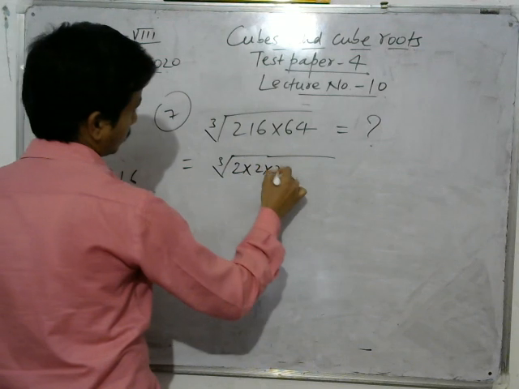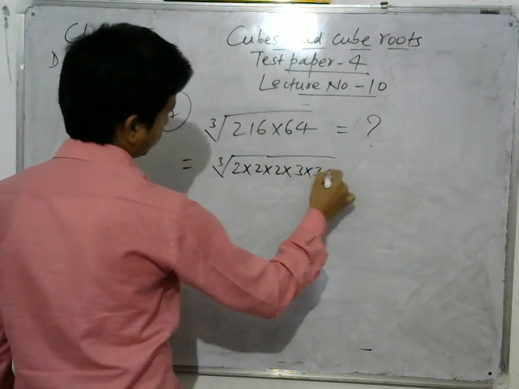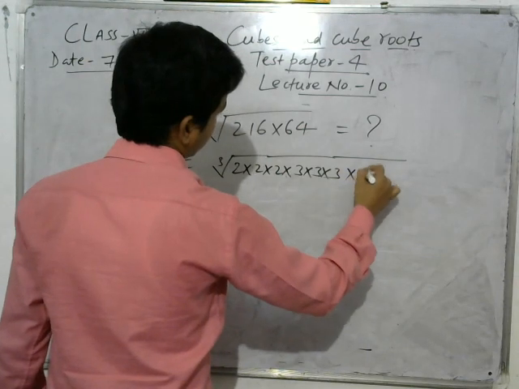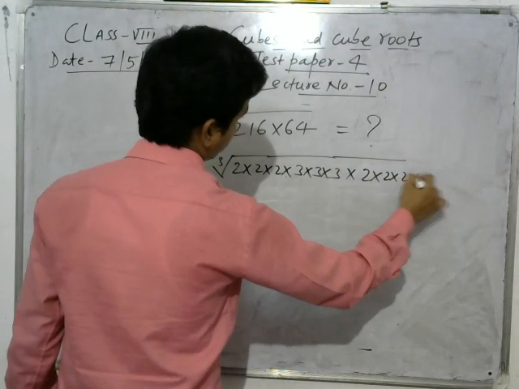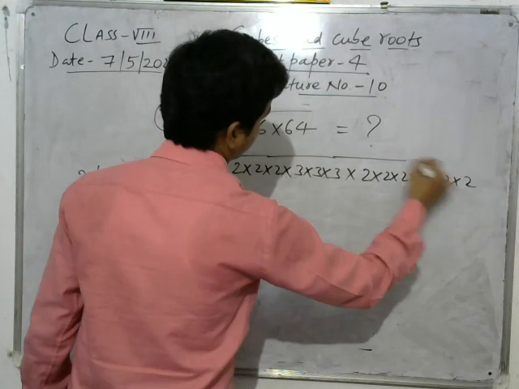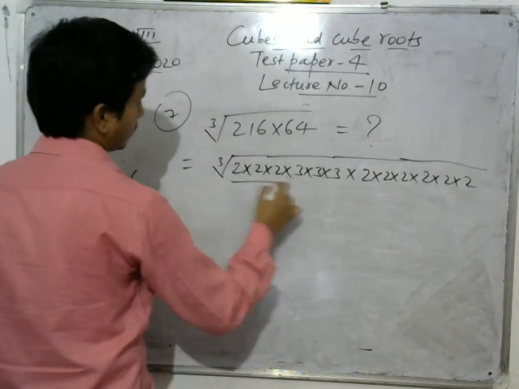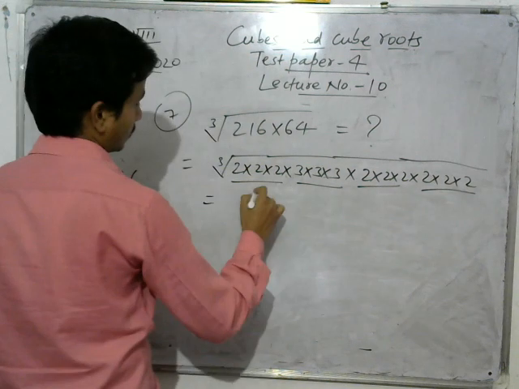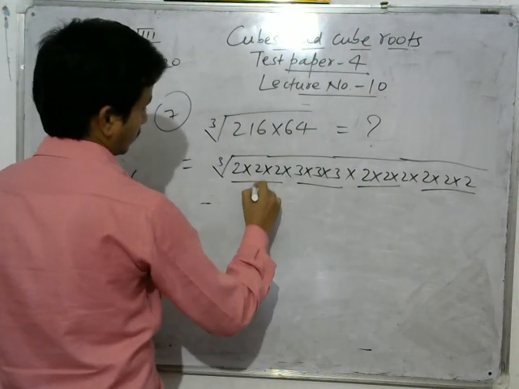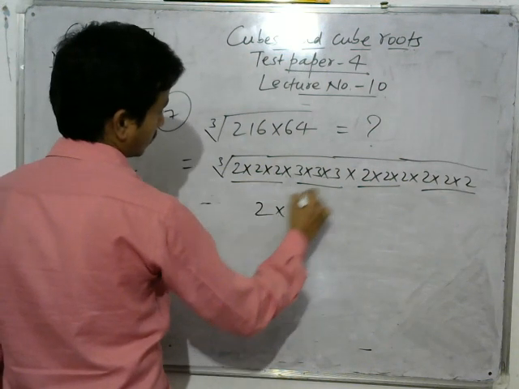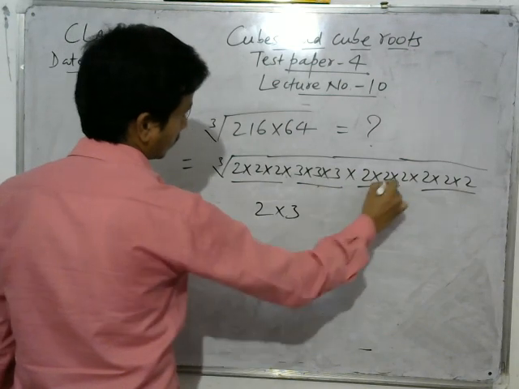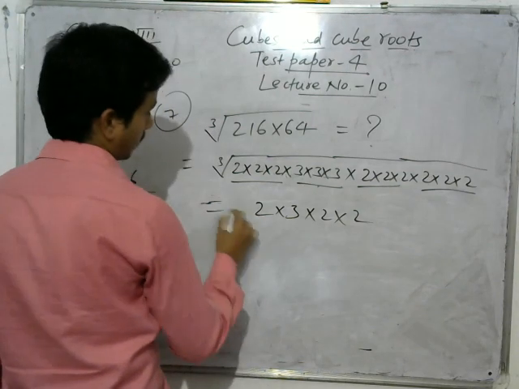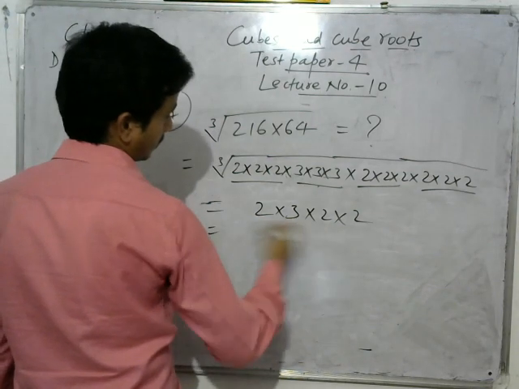Write 2 into 2 into 2 and 3 into 3 into 3, and 64 as 2 into 2 into 2 into 2 into 2 into 2. Now form the triplets: first, second, third, fourth. From this, 2 will come out, from this 3 will come out, and from this, 2 will come out. Everything will be multiplied.